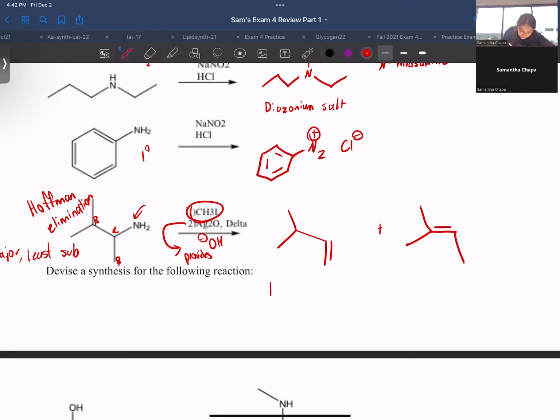And so this one is least substituted because it only has one group around the double bond, whereas this one is tri-substituted. Three groups around the double bond. So my least substituted product in the Hoffmann elimination is going to be my major product. Major. So make sure to see what the question asks or ask your professor if they only want you to write the major product or both products and then label.